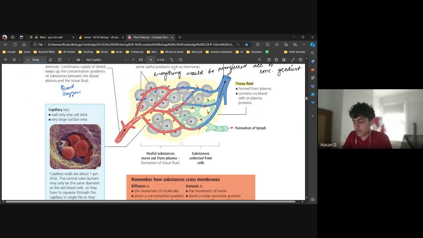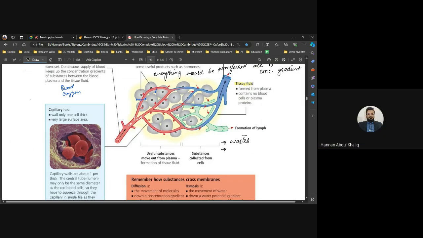I think it's so. Does it transport the oxygen? Oxygen is transported from the blood into the tissues. Something should be transported from the tissues into the blood, since these arrows are depicting that thing. So, what do you think? I'm not sure. Wastes.